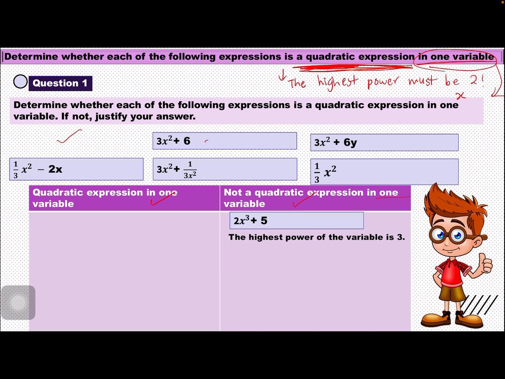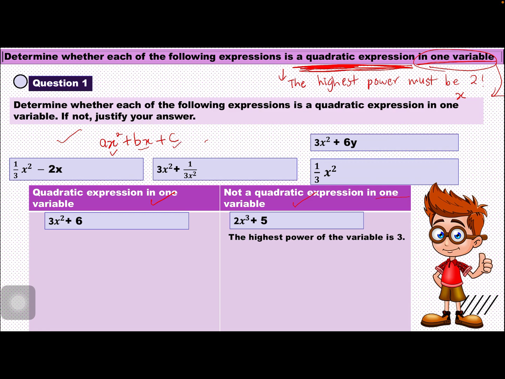Now next one, this one, 3x squared plus 6. Is it a quadratic expression in one variable? The answer is yes. It follows the general equation, ax squared plus bx plus c. So you have x squared, but you don't have bx, it's okay, as long as the highest power is 2.